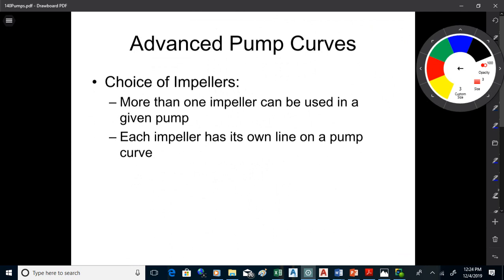Now let's skip ahead a little bit and look at some more detailed pump curves, okay? There's a little bit there on operating points, but I think we'll skip that for now. We'll come back. So let's look at 151, advanced pump curves.